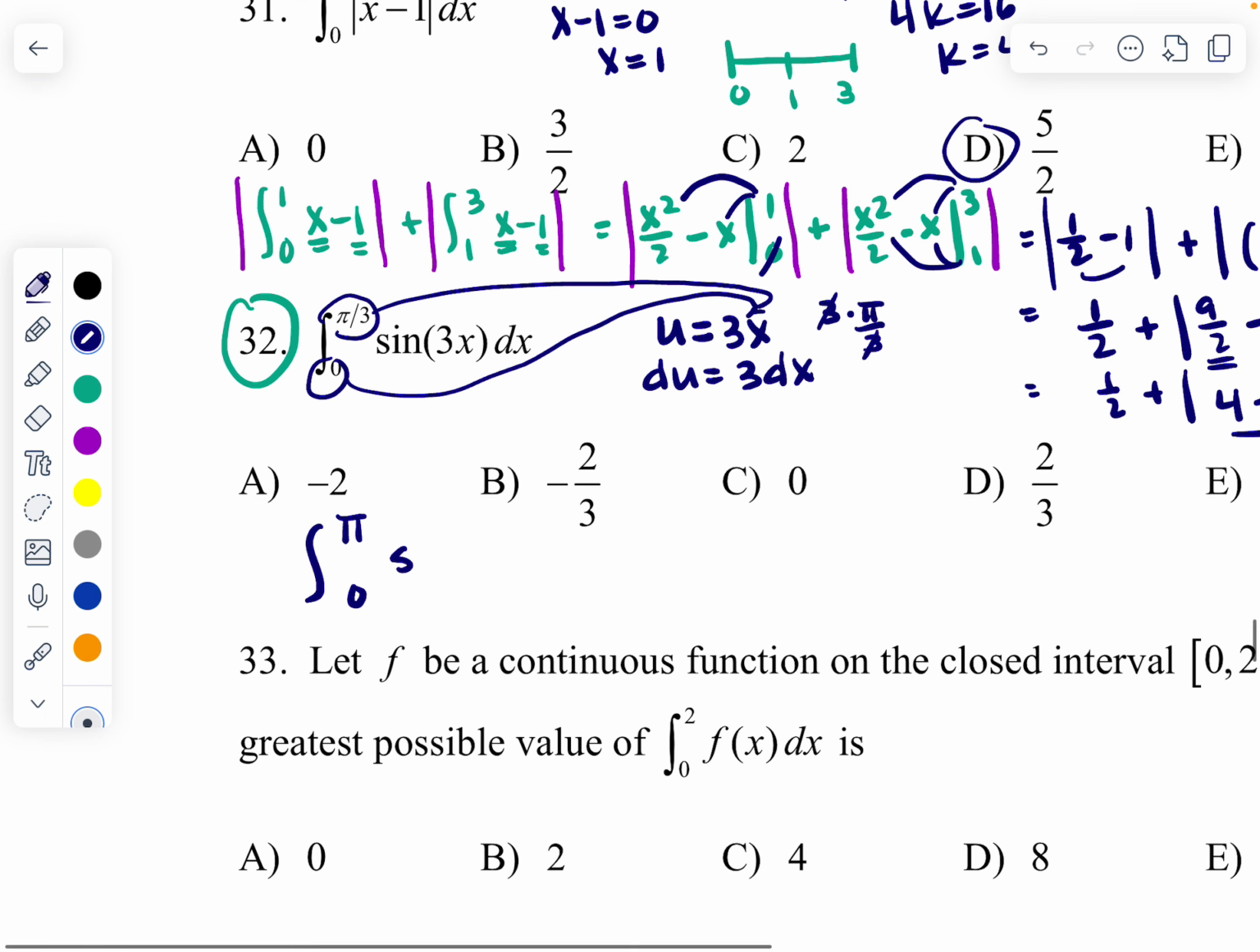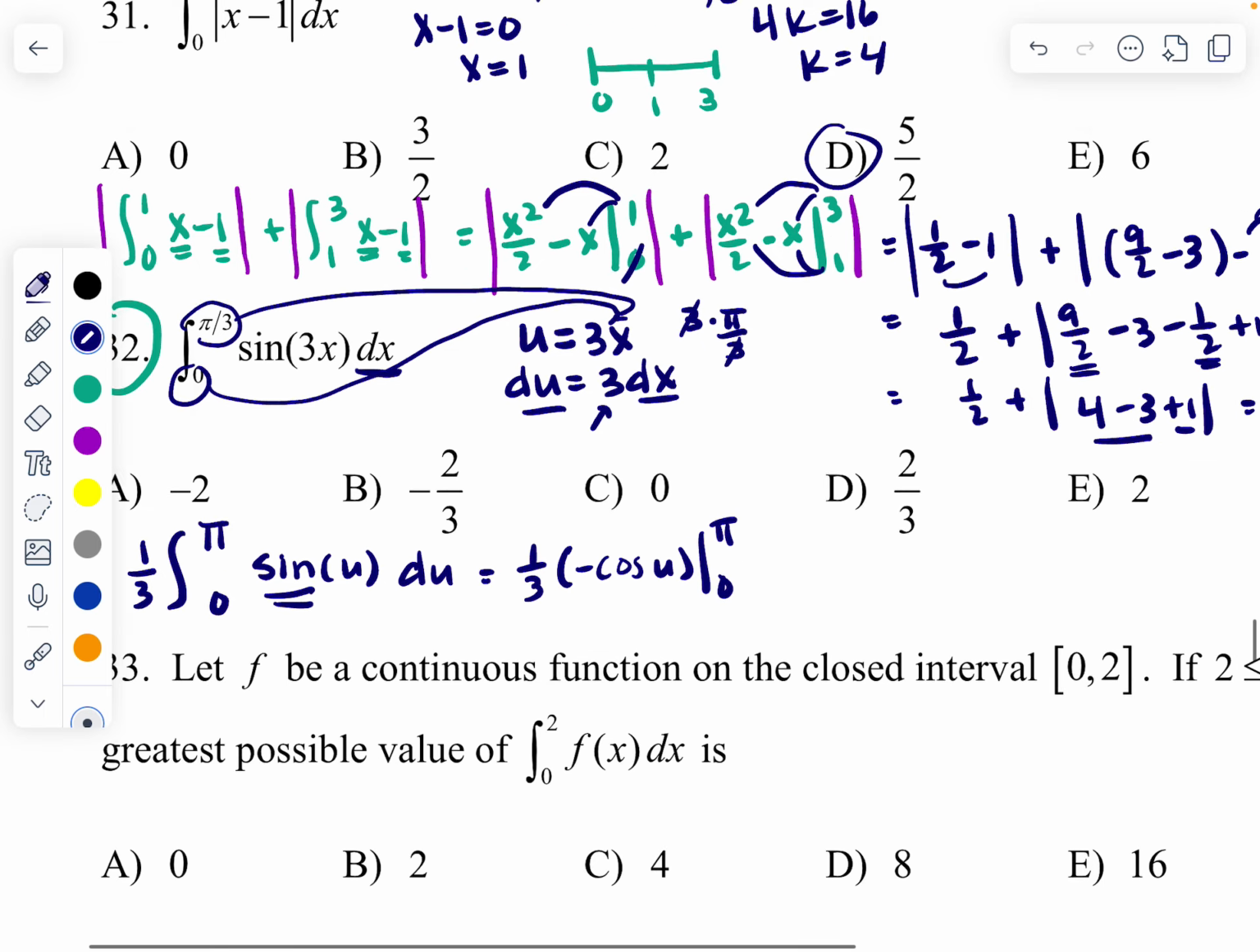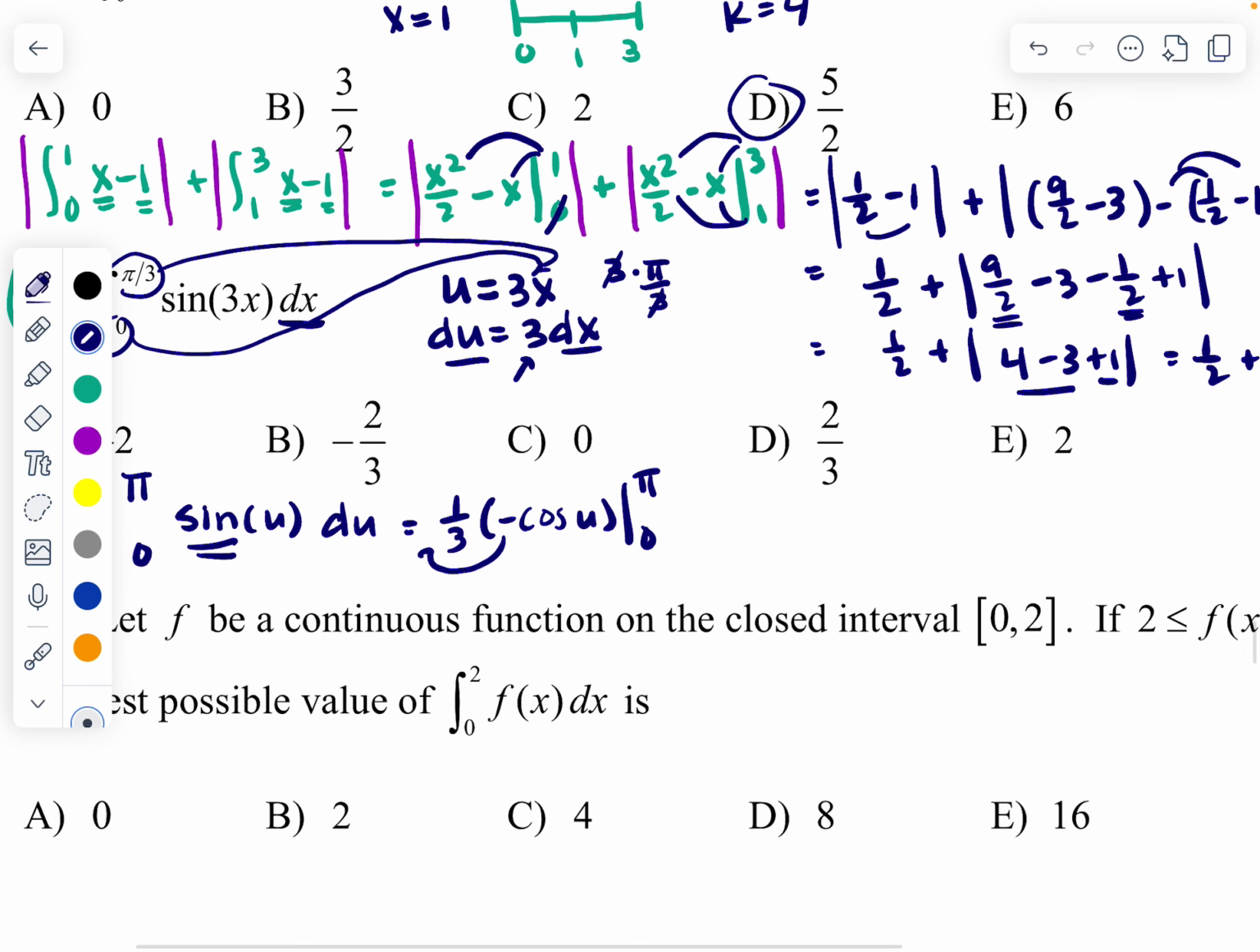And then doing the u sub, I'm going to get the sine of u. The dx is going to become your du. I have a leftover 3, so I'm going to multiply by 1/3. Okay, now, so this is 1/3. The integral of sine is negative cosine of u, evaluated from 0 to pi. And I'm going to go ahead and put that negative on the outside here, so it's really negative 1/3 cosine of u, evaluated from 0 to pi.